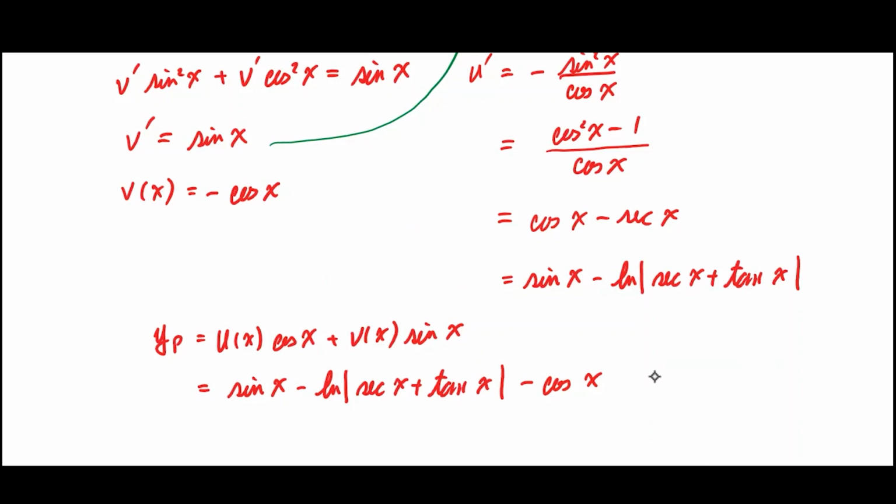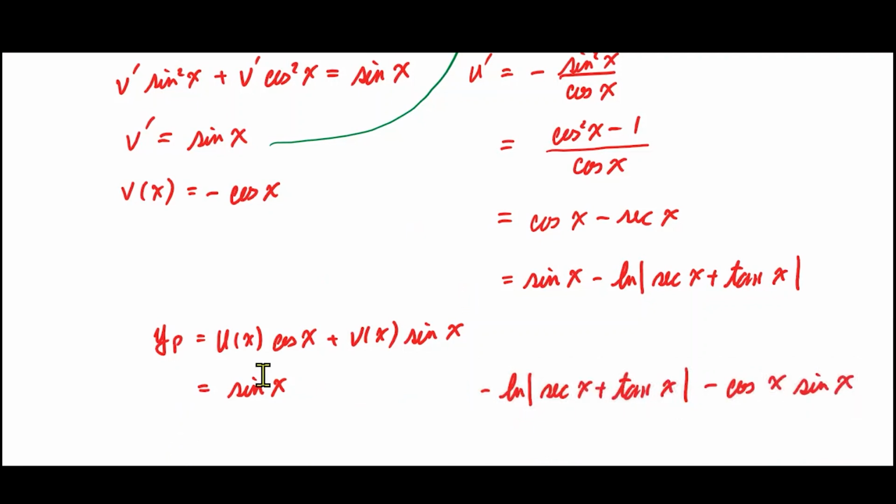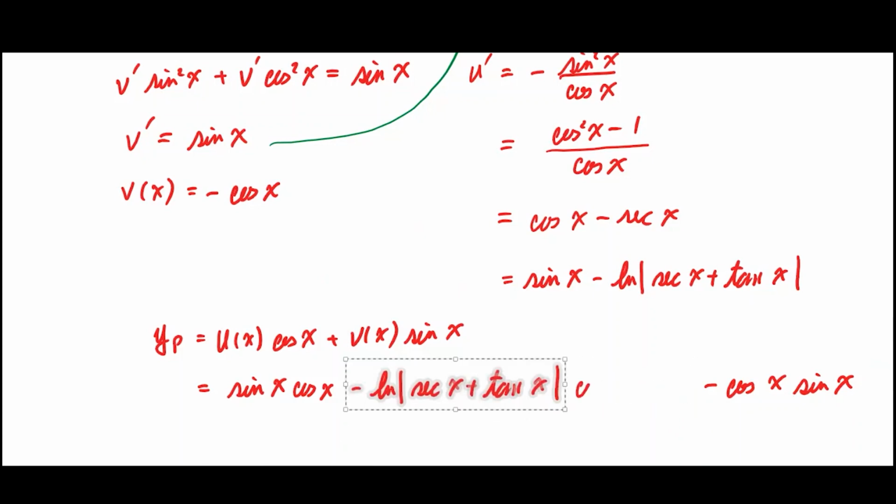So for second, I think I missed something. What did I miss? This thingy times cosine of x, right? So I forgot to multiply by cosine of x. Push it to the right. So this thingy times cosine of x and minus like this and cosine of x here. Now I got everything. Good.